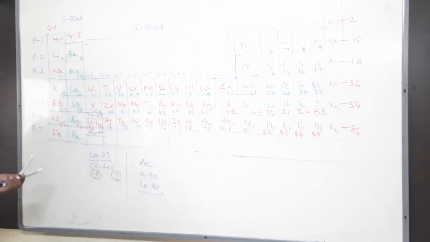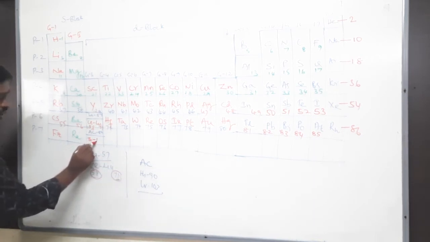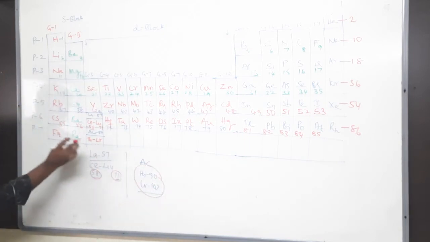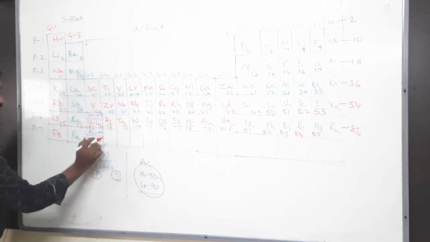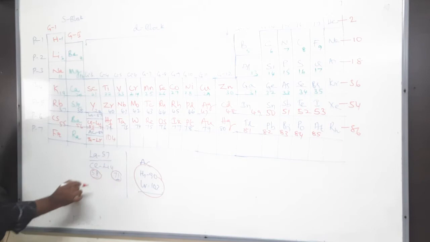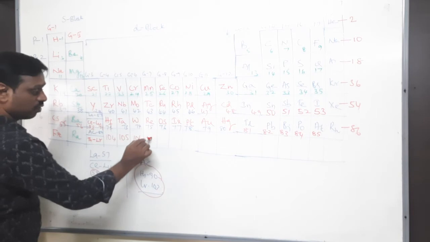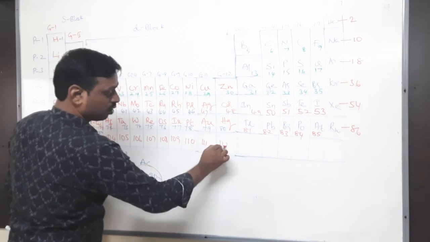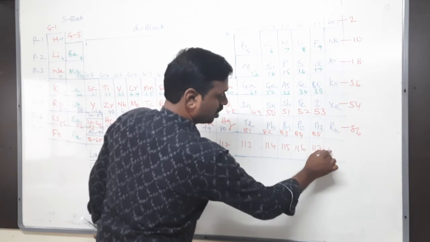So what are the actinoids? Actinoids are thorium, Th 92, to lawrencium 103. Thorium to lawrencium, a total of 14 elements. All these elements are placed in this box only. 14 plus 1, 15 elements. So lawrencium is 103. Since it is 103, the next should be 104. Okay, then 105, 106, 107, 108, 109, 110, 111, 112, 113, 114, 115, 116, 117, 118.